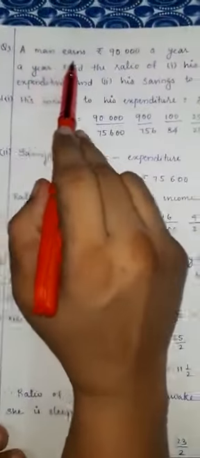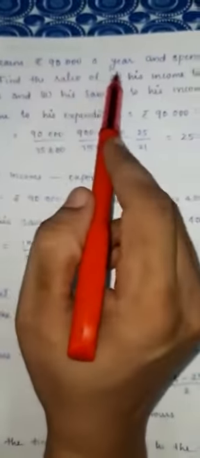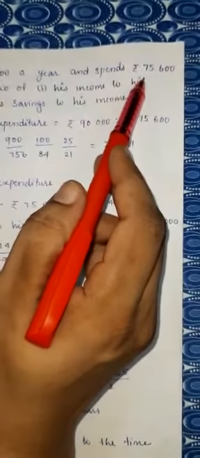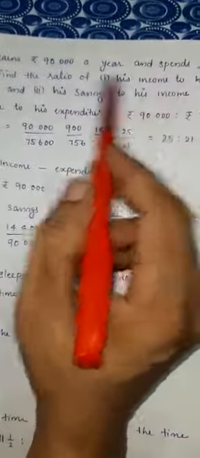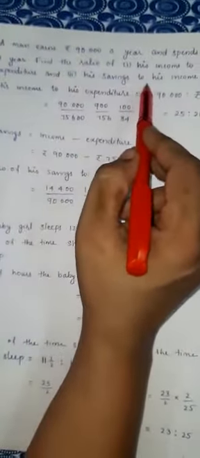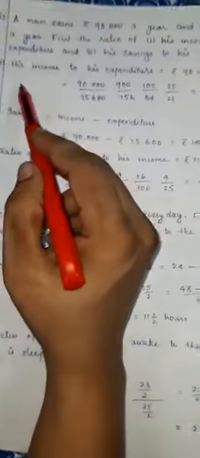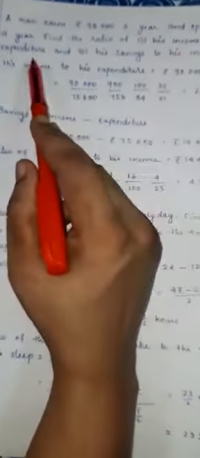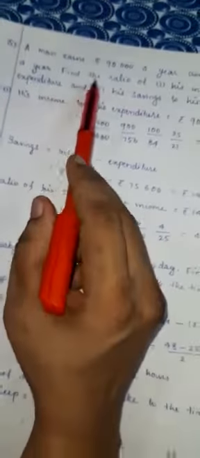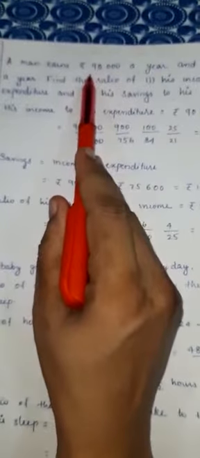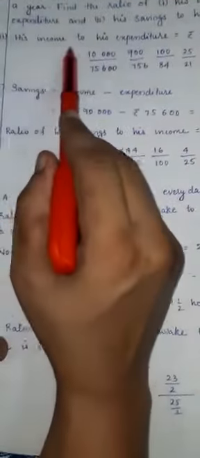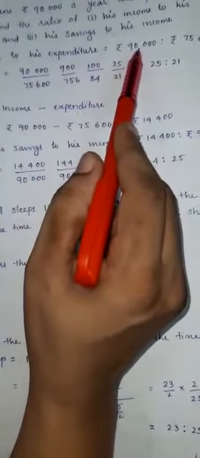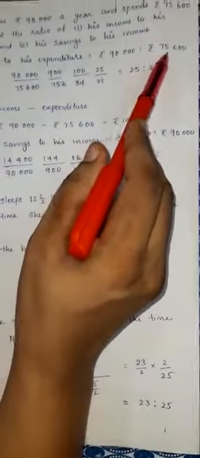Next question. A man earns 90,000 rupees a year and spends 75,600 rupees a year. Find the ratio of his income to his expenditure and his saving to his income. First part, ratio of his income to his expenditure. You know, it is given that his income is 90,000 rupees and his expenditure is 75,600. So the ratio of his income to his expenditure is equal to 90,000 rupees is to 75,600 rupees.